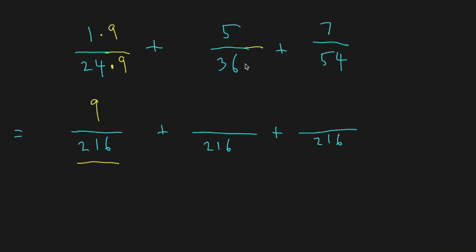36 goes 6 times into 216. Therefore, we have to multiply 5 times 6, giving us 30. 54 goes 4 times into 216, so we multiply the top by 4, giving us 28.